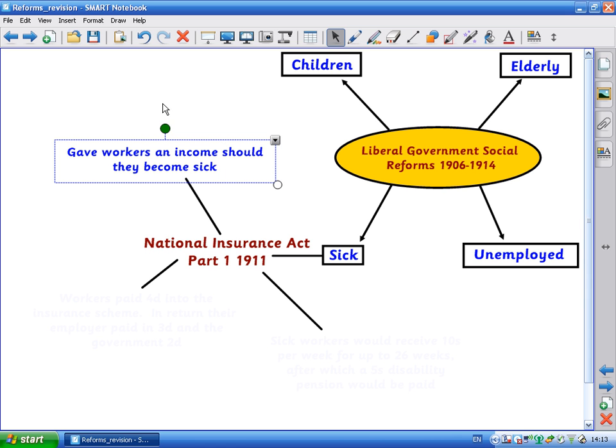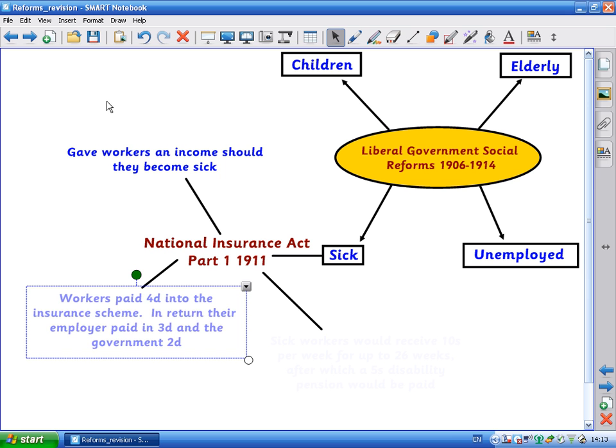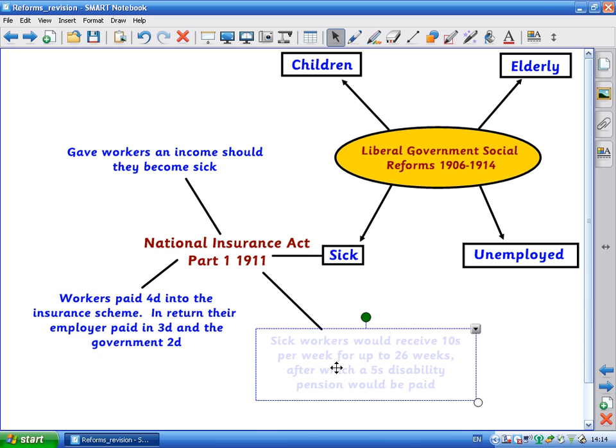So, under National Insurance Act Part 1, workers would pay into an insurance scheme. So a worker would pay 4d into the insurance scheme, and in return their employer would pay in 3d, and the government then an additional 2d. Now this meant, as Lloyd George described, that workers got 9 for 4, 9 for 4, because the workers only had to pay 4, and yet the government and the employer contributed a further 5, making 9d. Now, once you'd paid into this scheme, if you then fell ill, you were entitled to receive 10 shillings a week for up to 26 weeks. So that's half a year.